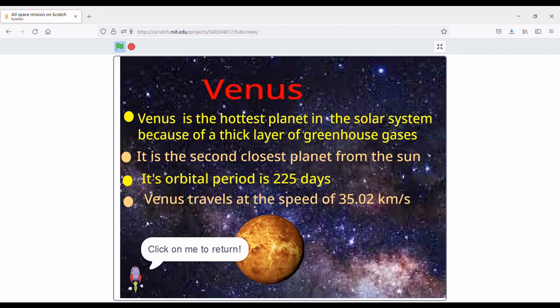Venus. Venus is the hottest planet in the solar system because of a thick layer of greenhouse gases. It is the second closest planet from the sun. Its orbital period is 225 days. Venus travels at a speed of 35.02 km per second.